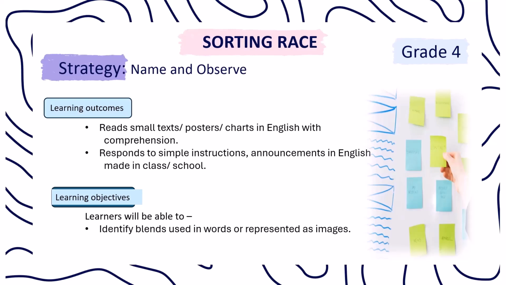Sorting race. Here, the strategy deployed is name and observe. The learning outcomes are that the learners are able to read text in posters and comprehend them if they are in English, and also respond to simple instructions. The simple learning objective that we would like to achieve is for them to identify blends, whether in words or in images.